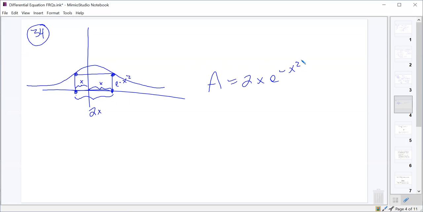And we want to know the largest, so we want to maximize this area, so we need to take its derivative. So 2x times the derivative of e to the negative x squared, which is e to the negative x squared times the derivative of negative x squared, and then plus the derivative of 2x, 2 times e to the negative x squared. Everybody good with that setup so far?